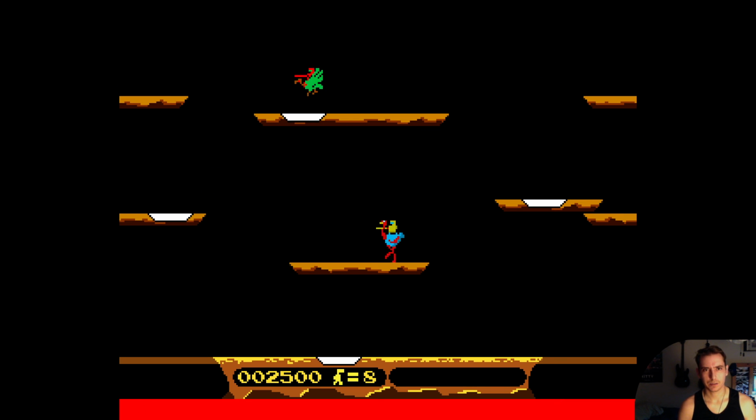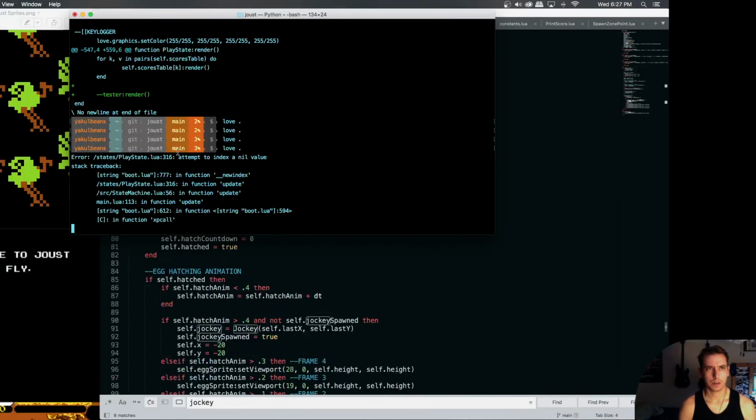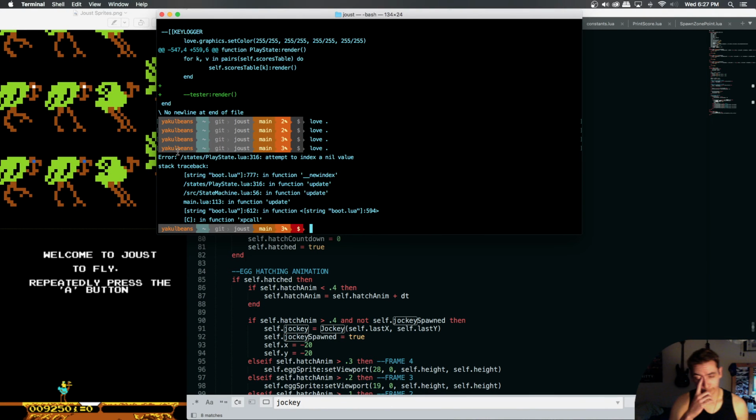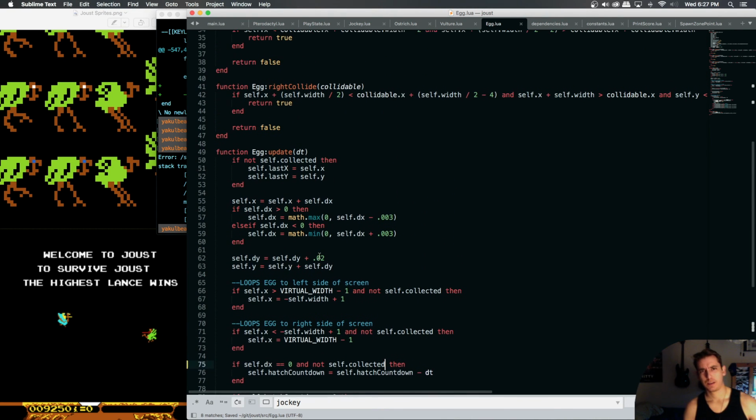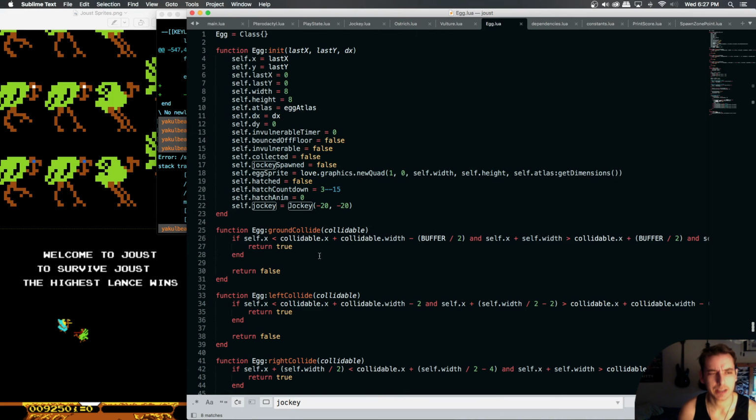Okay, so look, I collected these 2 eggs. There should not be jockeys spawning in the middle of the air now. But how come when I die, an egg was popping out? Bro, why would that ever happen? Yeah, I get it. Okay. How come when I die, an egg pops out? That's never the case.